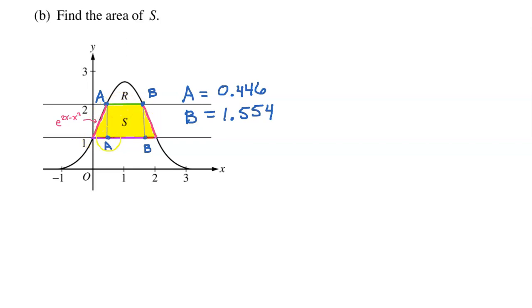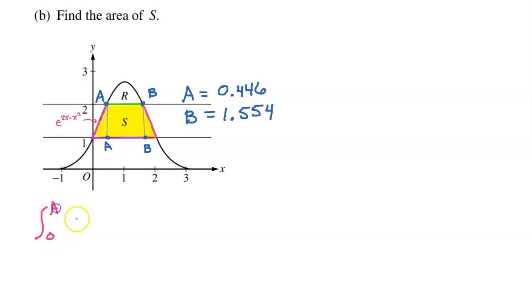Between 0 and a, the top function is the exponential function, shown here in red. Between a and b, the top function is this green function, which is y equals 2. And then between b and 2, the top function is back to the exponential function again. So we need to write 3 separate integrals and add them up. So for the first integral, the limits of integration are from 0 to a.